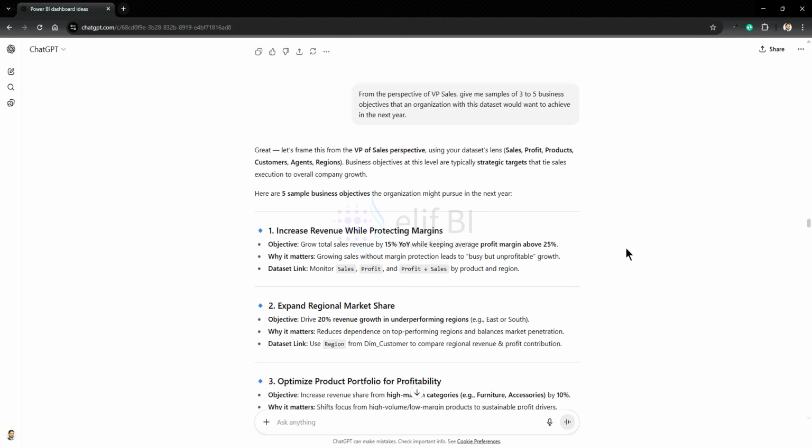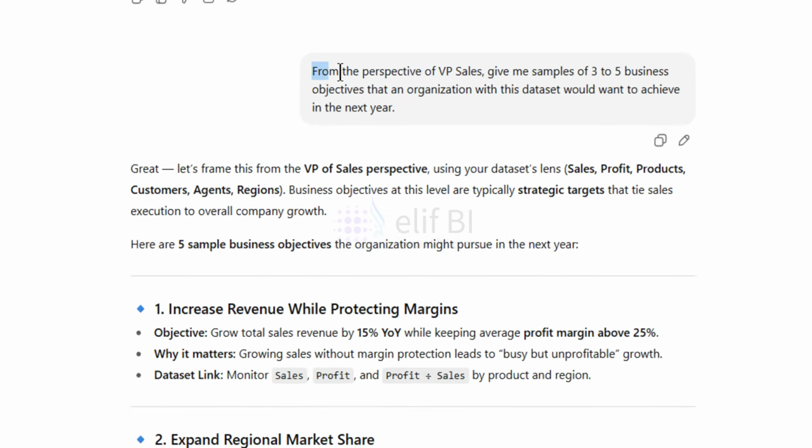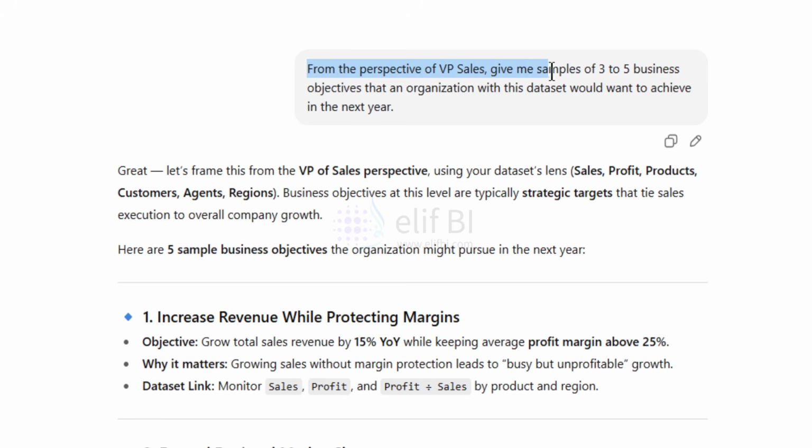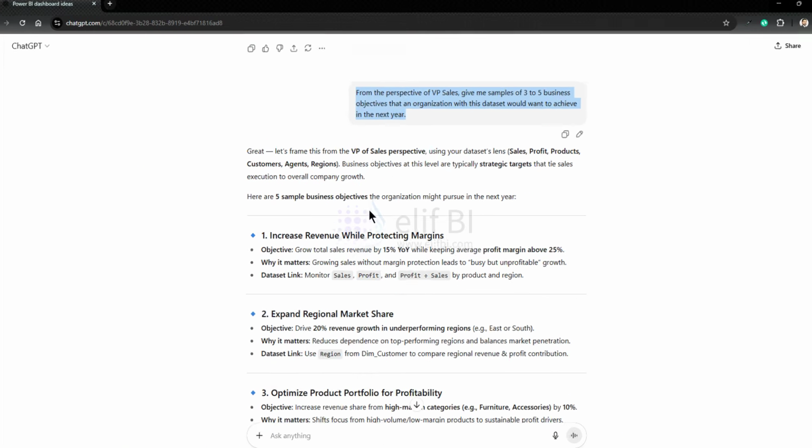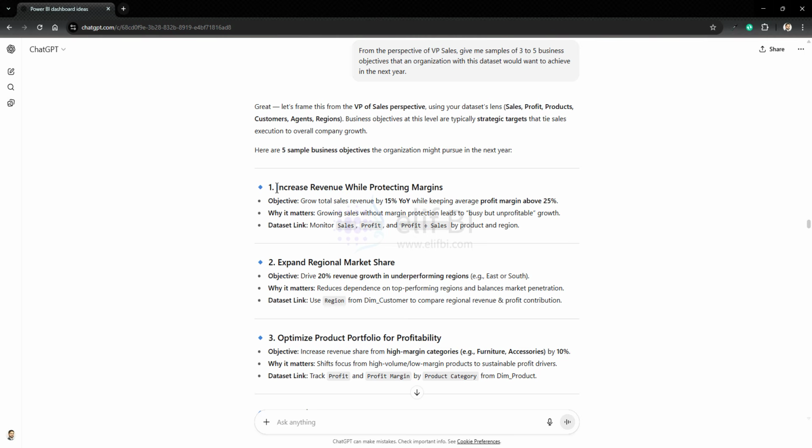Let's have a look at ChatGPT. For the business objectives, I'm giving a prompt something like, from the perspective of VP sales, give me samples of 3 to 5 business objectives that an organization with this data set would want to achieve in the next year. And we get results something like this: increase revenue while protecting the margins. This is what we saw in the slide. And it also tells us this is the objective and this is why it matters.